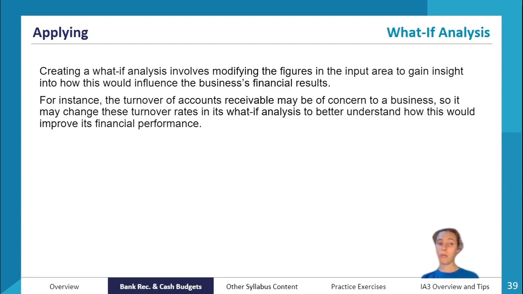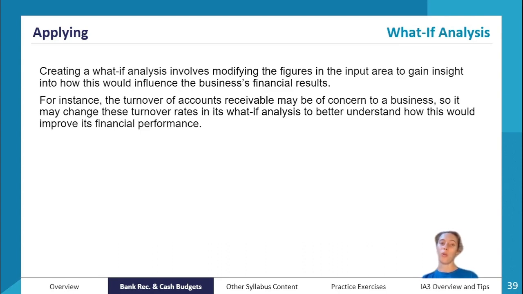So, for example, the turnover of accounts receivable may be of concern to a business. Maybe they aren't getting payments quickly. Maybe they've got lots of bad debts. So perhaps in that case, you could change the turnover rates in the what-if analysis to better understand how doing so would improve financial performance. So if this happened, what if this happened? What would that mean for the business?